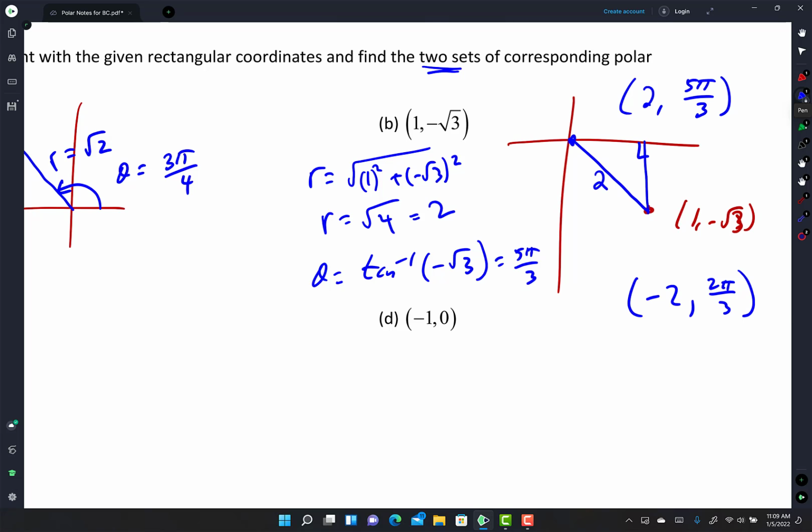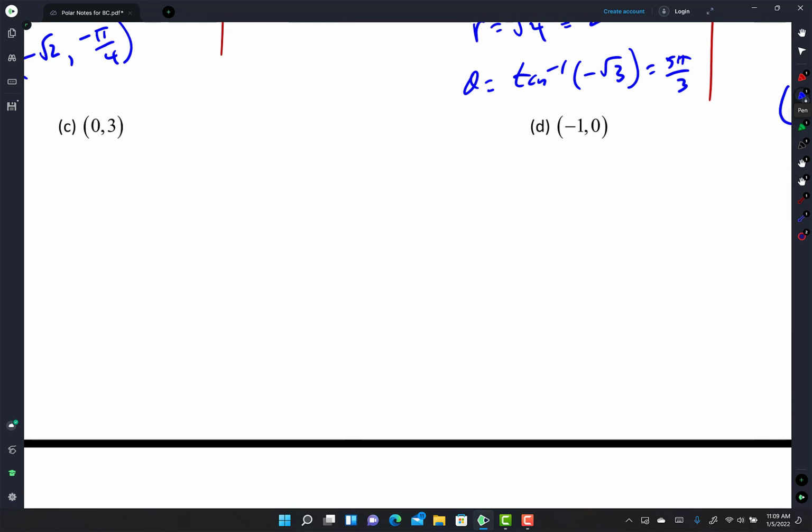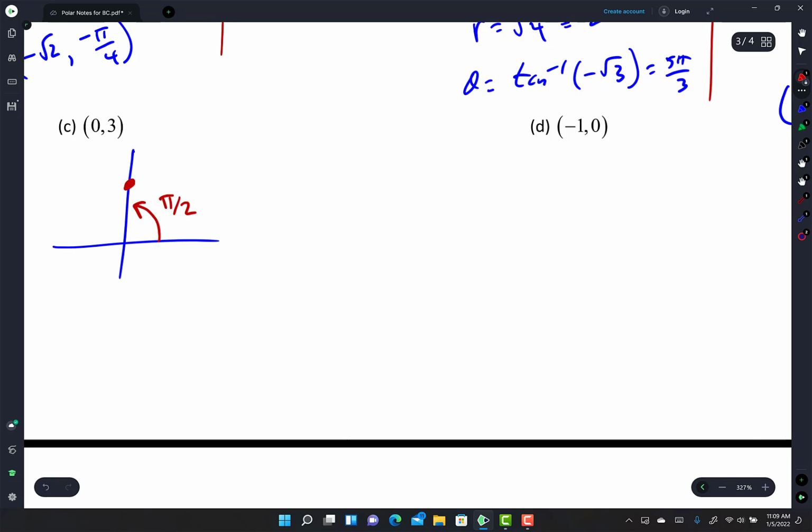There you go, guys. Let's keep going. Letter C, 0, 3. 0, 3 is up here. That angle is pi over 2. So in polar, this is 3 comma pi over 2. Give me another answer, but with a negative 3. Negative 3, 3 pi over 2.